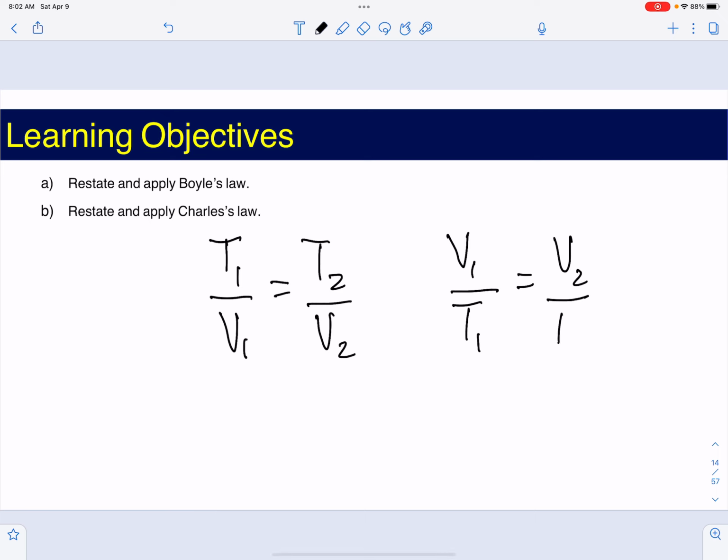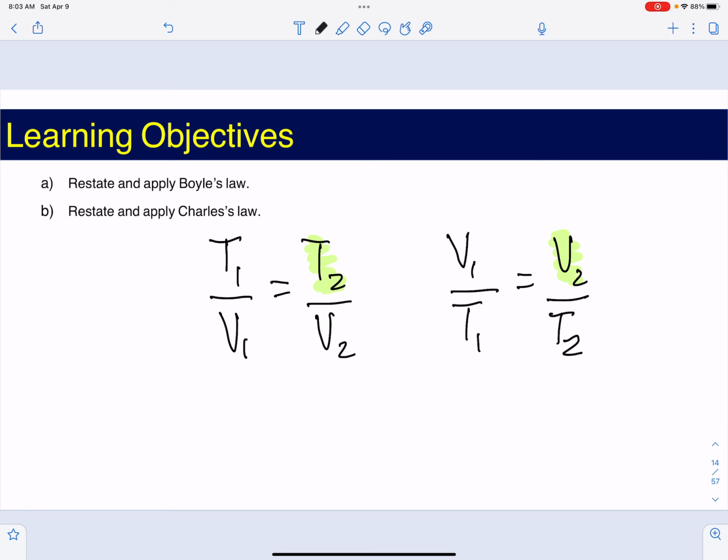So in terms of comparison, to be able to see before and after, any proportion in the form of a fraction, you can flip it around. What I usually like to do, if the problem is asking me to look for temperature, I put temperature on top. If the problem is asking me to look for volume, I put volume on top. And that saves me several steps on my calculations.